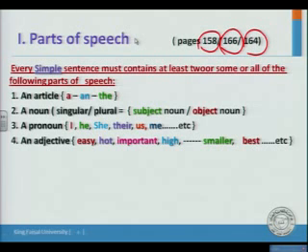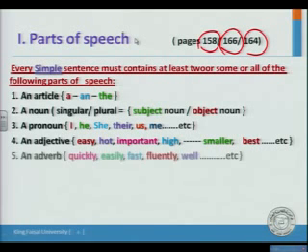And number five, we might have an adverb. You know that adverb is different from an adjective. An adjective is used to describe nouns, but an adverb is used to describe verbs only. And you see adverb, so it is limited for verbs.